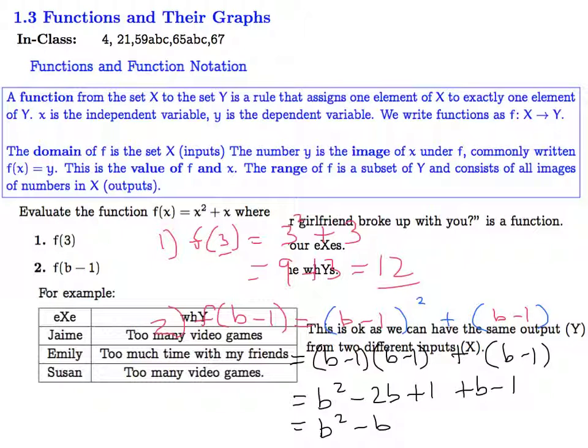Overall, the big thing here is this isn't so bad. All this notation means is you replace all of your x's with b minus 1 or 3 or whatever happens to be in there, and then you go ahead and simplify.